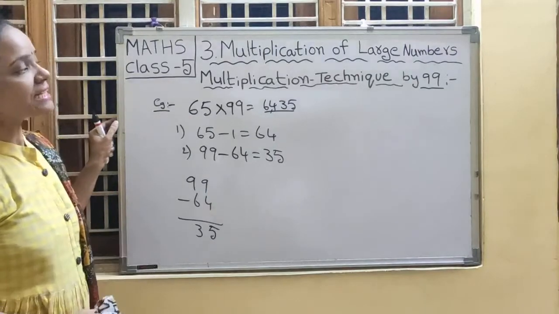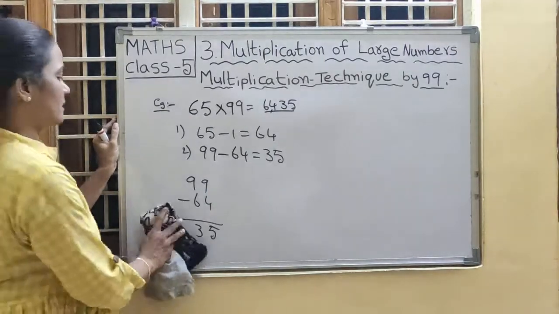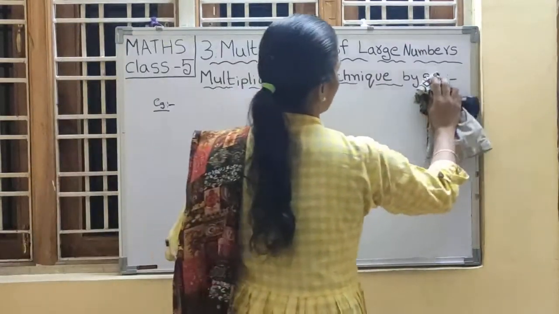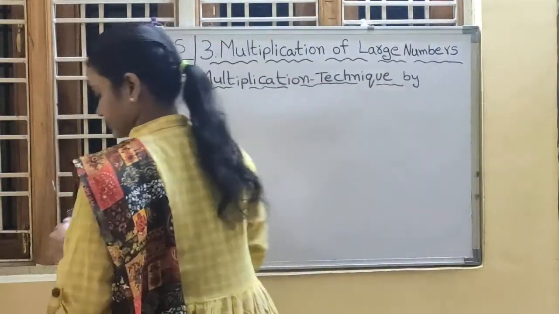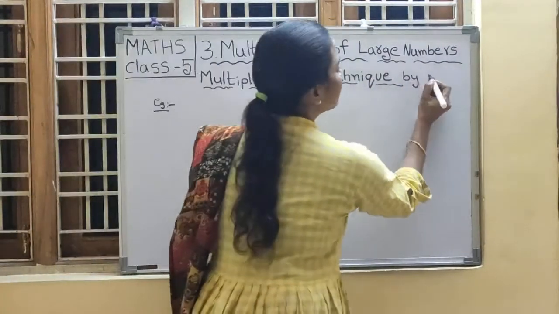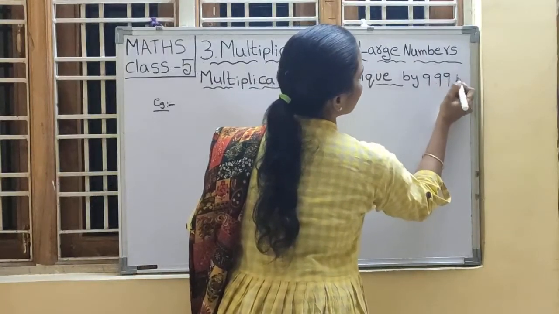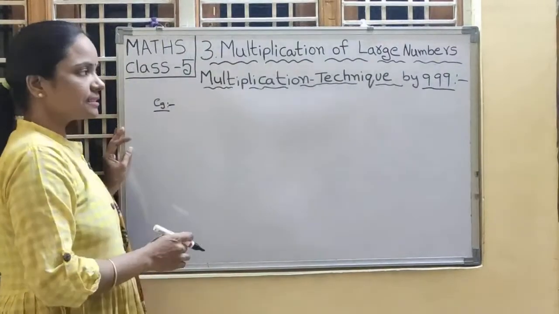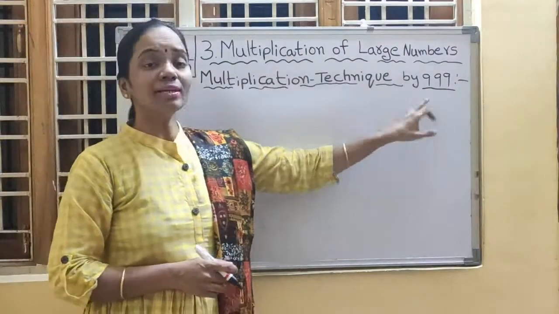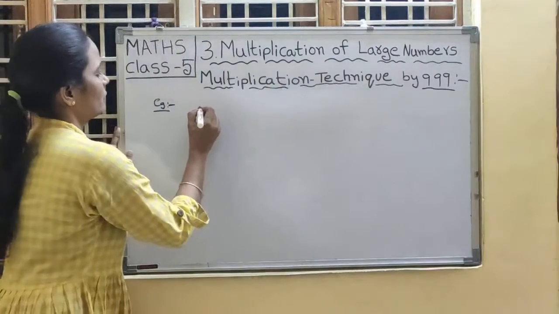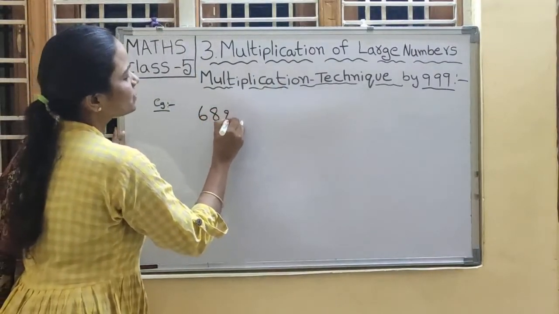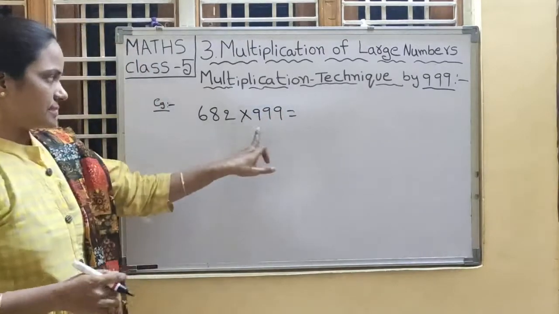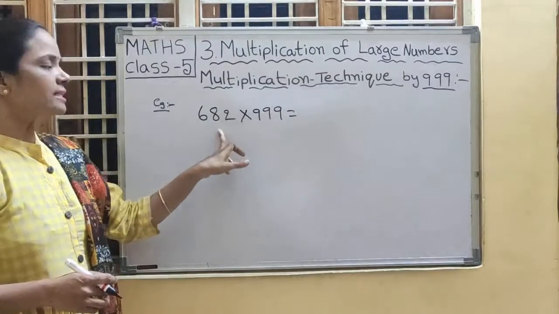Next is multiplication technique by 999. The last technique is multiplication technique by 999. Here one condition is there. It is applicable only for a 3-digit number. 682 into 999. What is the answer? It is a 3-digit number, so it is applicable for 3-digit only.